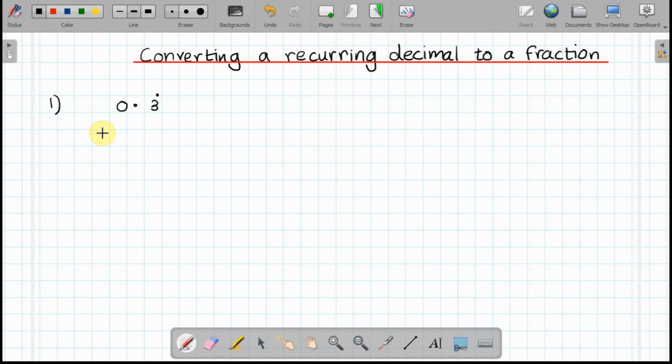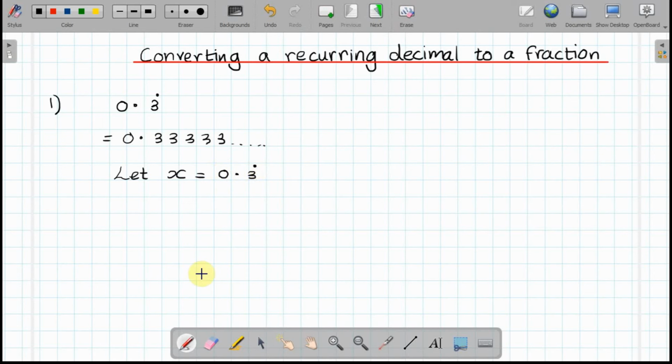What this means is this number is 0.33333 and it carries on, it never stops. We're going to try and convert these recurring decimals into fractions. My first step is to use some algebra. First I'm going to let x, or any other letter, but I'm using x because I like x, equal 0.3 recurring.